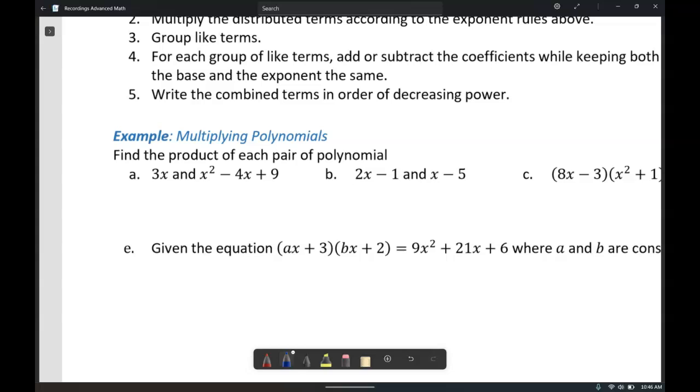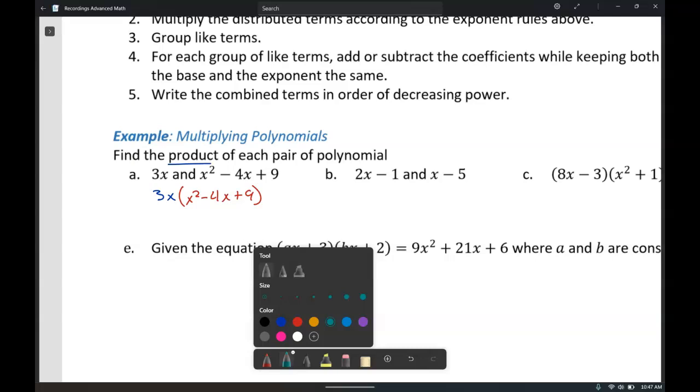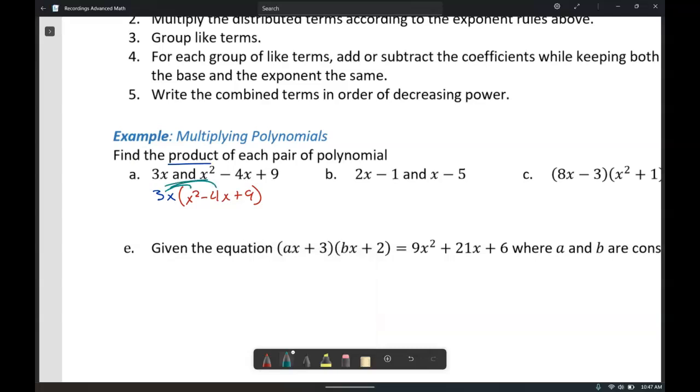So we have 3x, and we want to find the product of 3x and x squared minus 4x plus 9. So we'll go ahead and write out both polynomials as a product. And when we're looking at multiplication, we just want to think of it in terms of distributive property. We are going to distribute the 3x to all the terms in the other polynomial.